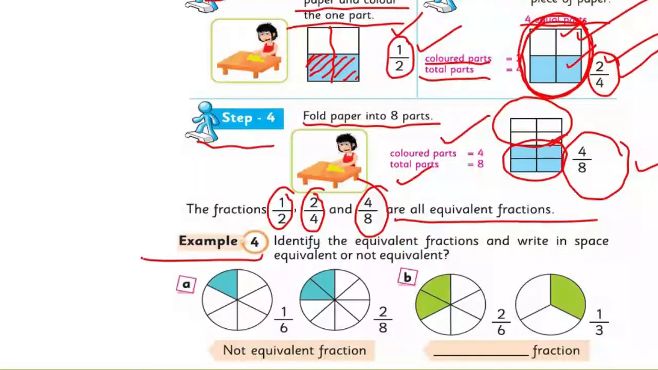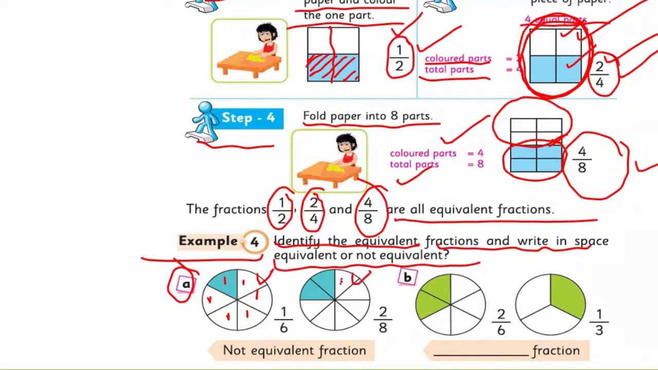Now look at example number 4. Identify the equivalent fraction and write in space equivalent or not equivalent. So like this, look at part A, 1 over 6. How many parts? 1, 2, 3, 4, 5, 6. So these are total parts are 6 and 1 is shaded. Look here on second circle. 1, 2, 3, 4, 5, 6, 7, 8. These are 8 parts. How many shaded? 2. So we cannot find a common number that will be equal.